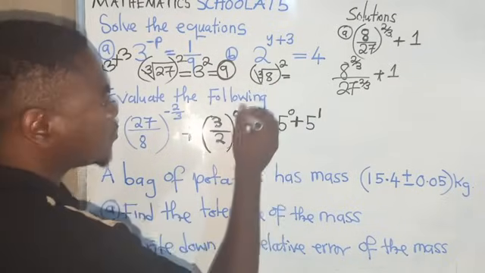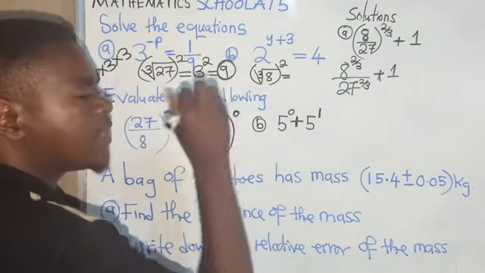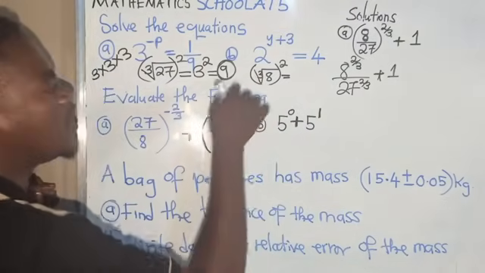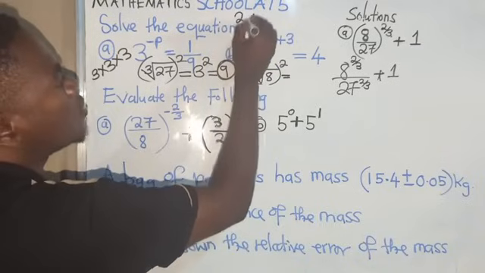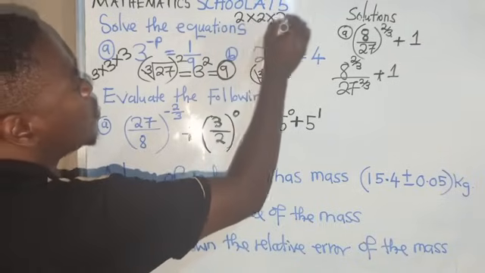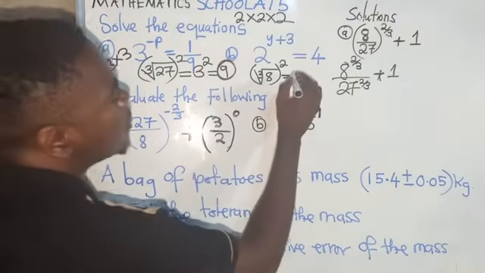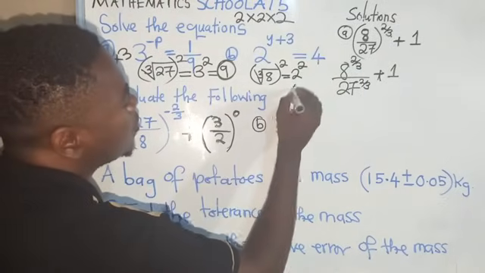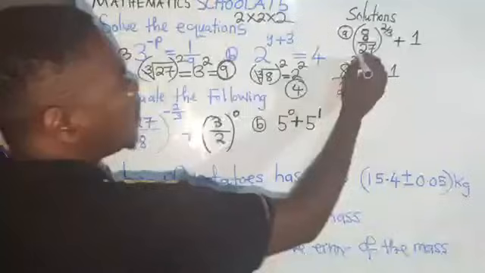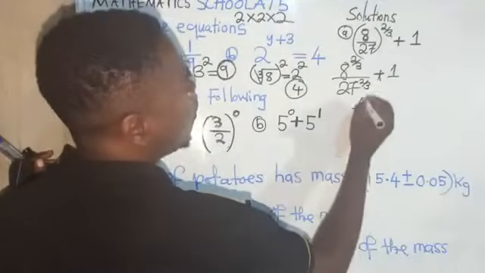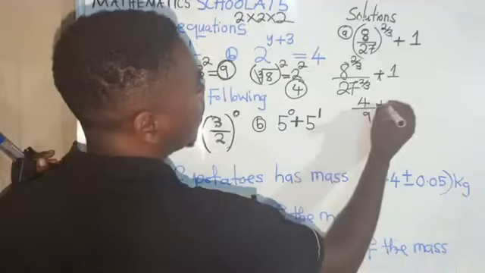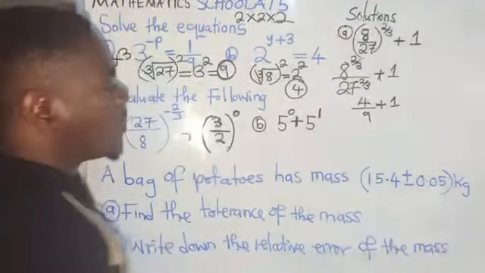We go here. Which number can we multiply 3 times by itself to get 8? It is 2. 2 times 2 times 2, you are going to get 8. The same 2, square it, you get 4. So meaning that this is 4 over 9, then plus 1. This is what we are having.